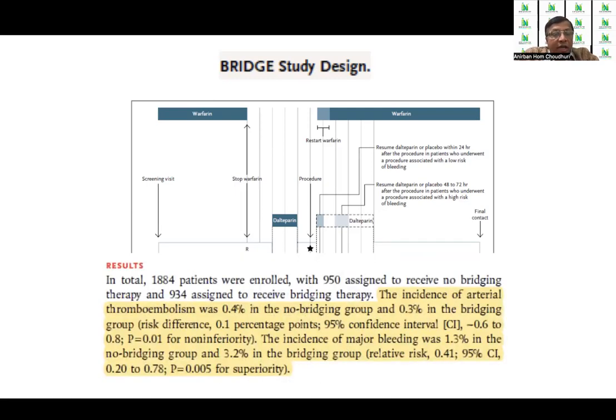So in total, around 1884 patients were enrolled, of which 950 were assigned to receive no bridging therapy, that is, they continued on placebo, and 934 were assigned to receive bridging therapy. The incidence of arterial thromboembolism was comparable. It was 0.4% in the no bridging group as against 0.3% in the bridging group. But the incidence of major bleeding was 1.3% in the no bridging group and nearly 3 times higher in the bridging group, that is 3.2%.